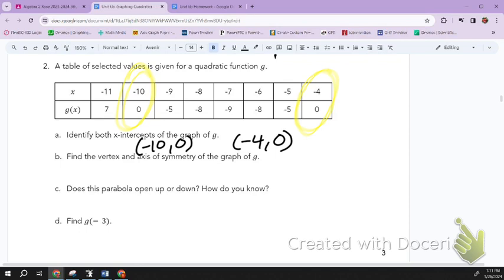Now it wants us to find the vertex and the axis of symmetry. Where do we think it is? Use your table. What do you think? Ideas, Ellie? Where do you think the middle of this table is? -7, -9. Yes, so that's going to be our vertex. It's the middle of our table.